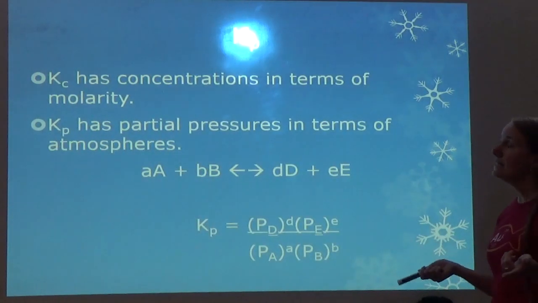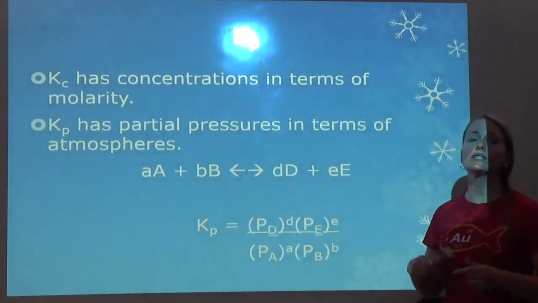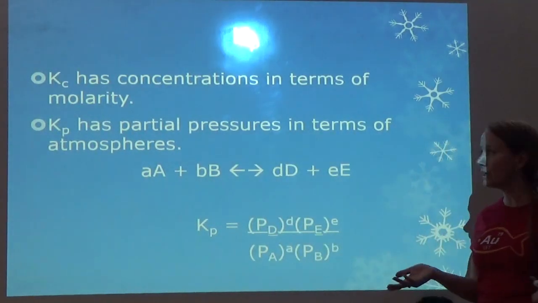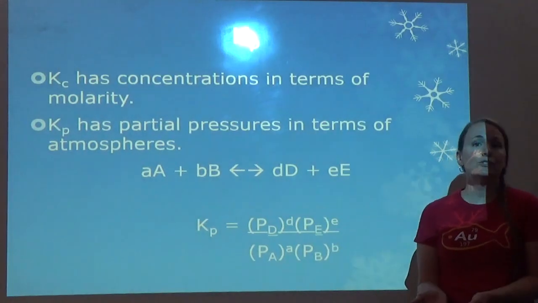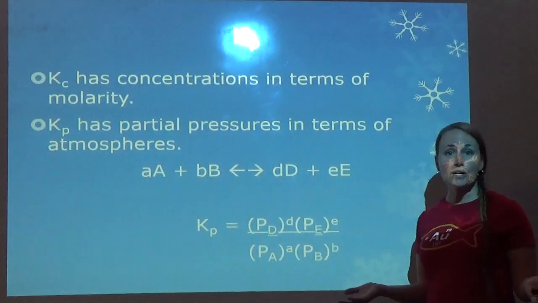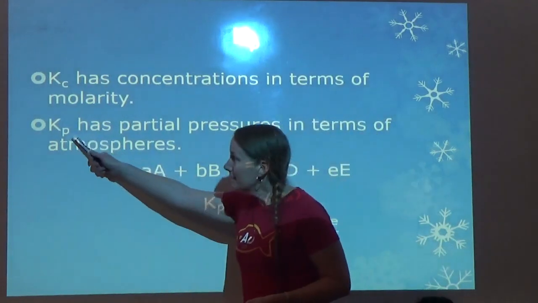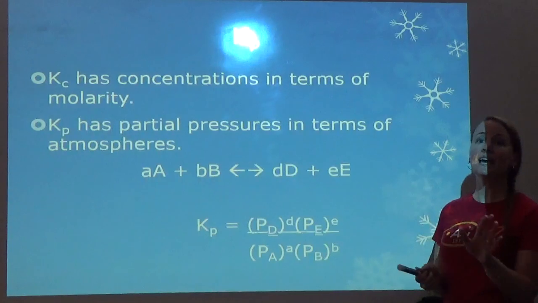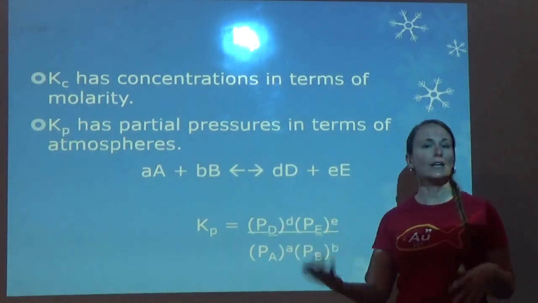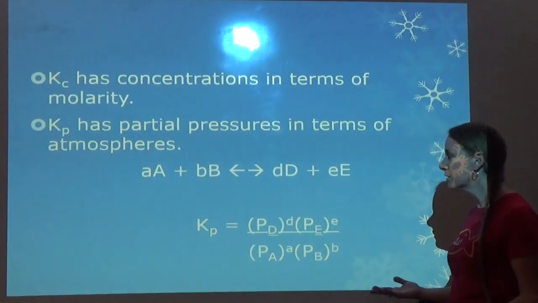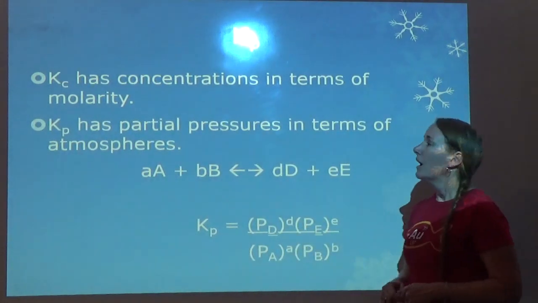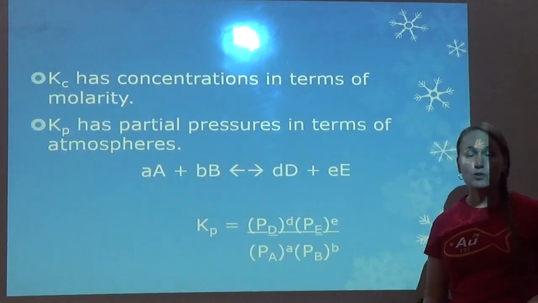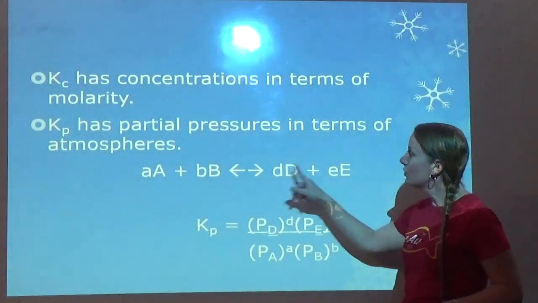So Kc, as we've already discussed, has concentrations in terms of molarity. So when you're looking to plug into this, you'll want to plug in molarity. However, a lot of times we like to use gases, and we don't use molarity, we use pressure instead. So Kp uses partial pressures in terms of atmospheres, but it doesn't have to be. It could be in torr, it could be in kilopascals, it could be millimeters of mercury. They just all need to be the same. All right, so you set up the formula the same way. Products over reactants raised to the coefficients as powers.